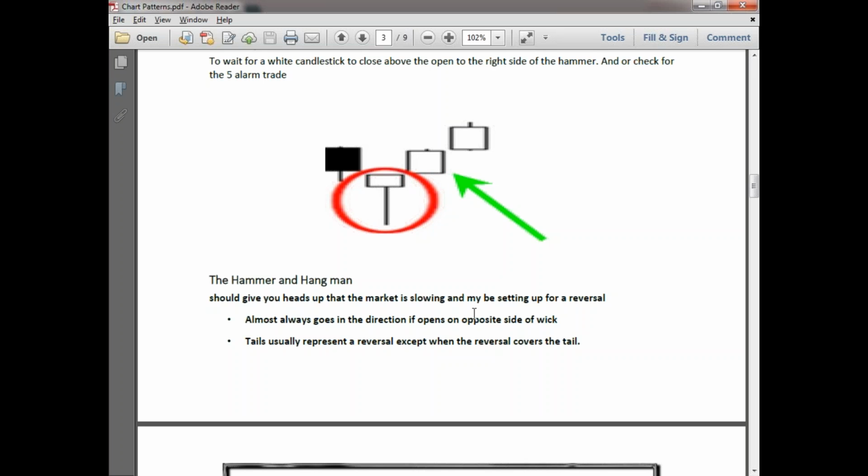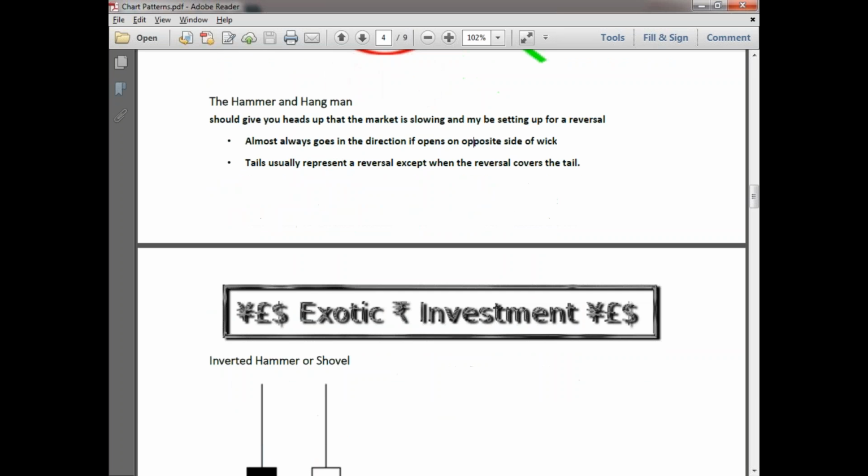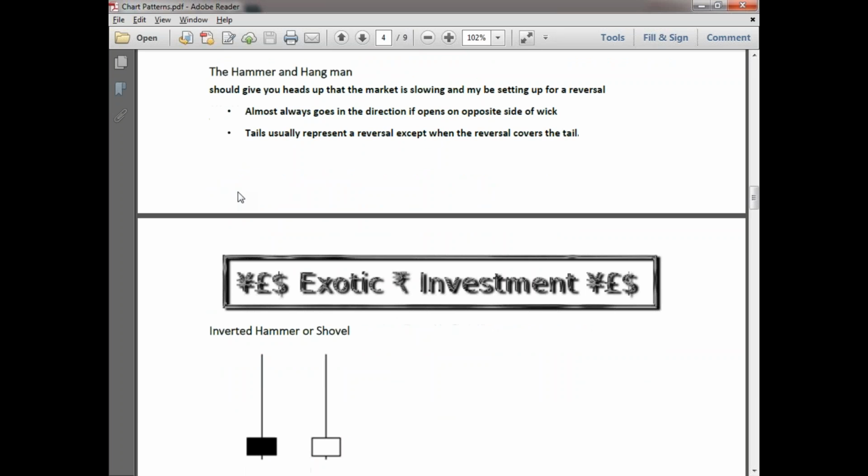Okay, the hammer and the hanging man should give you a heads up that the market is slowing, or maybe it is showing a reversal pattern. Okay, so there is something brewing in the market, however it has not been decided yet. Okay, there may be a reversal. There is something happening in the market, which means that the market is showing some signs that it is exhausted, or it has to continue the bullish pattern, or it has to continue the bearish pattern.